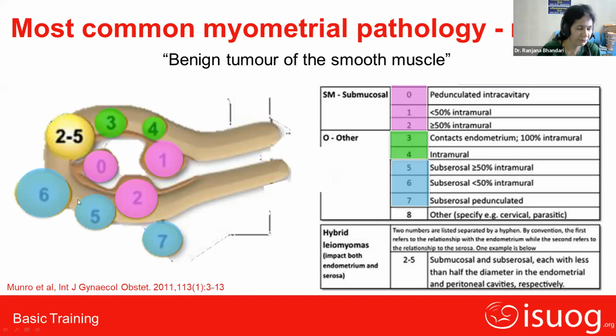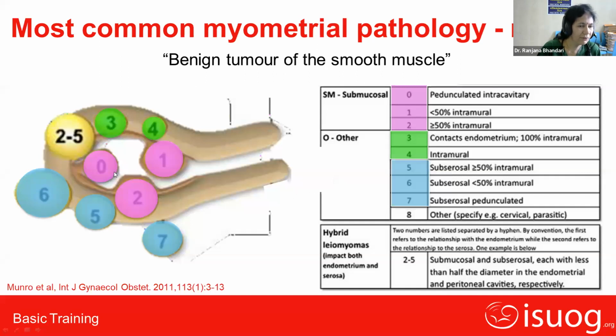Now comes number 5. 5, 6, 7 are subserosal. Now, number 5 is when the subserosal is more than 50% intramural. See, how much it is in the myometrium, that is what is important. So number 5 is when more than 50% is in the myometrium. Number 6 is less than 50% in the myometrium. So more is in the serosal cavity. See, it is more projecting into the serosal cavity. And number 7 is totally in the serosal cavity, attached by a peduncle to the myometrium.